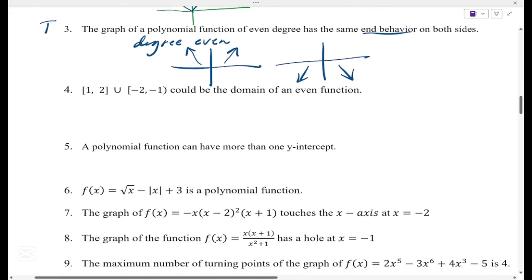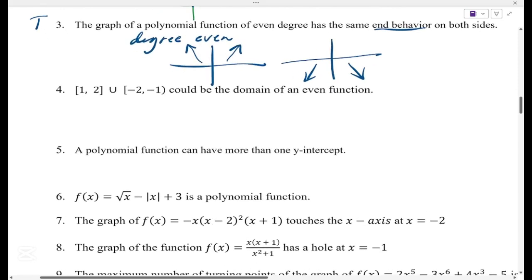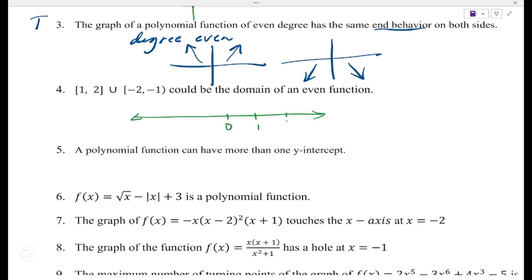For question number 4, the interval 1, 2 union -2, -1 could be a domain of an even function. So let us try to graph these two intervals. Let's create a real number line with 0 here, then +1, +2, then -1, -2. So 1, 2, closed.